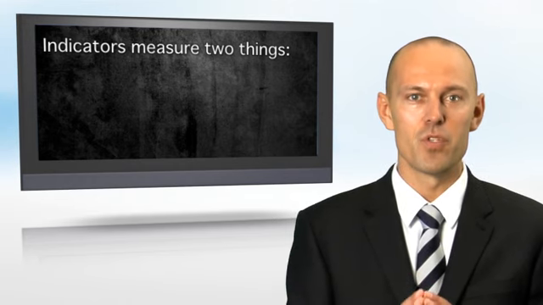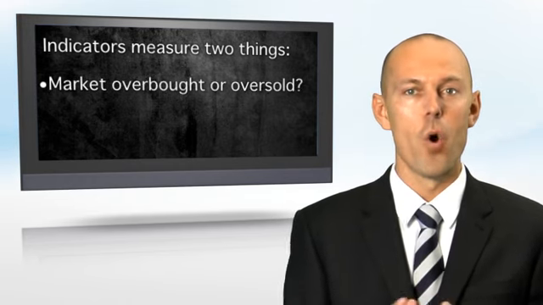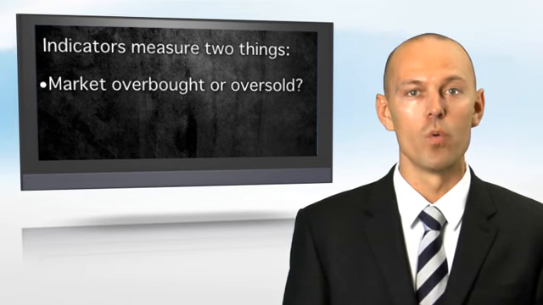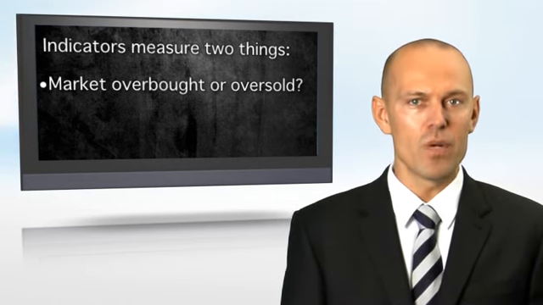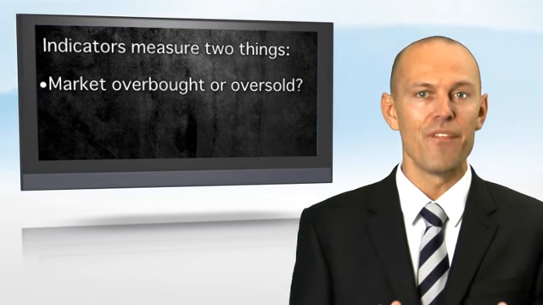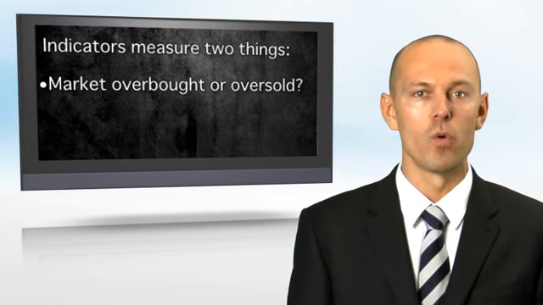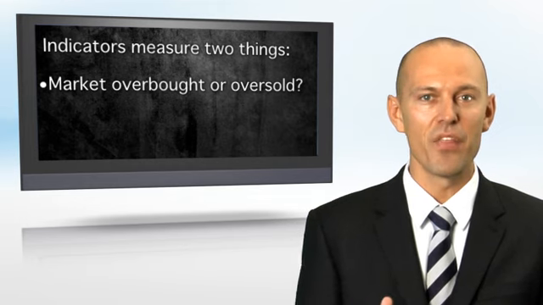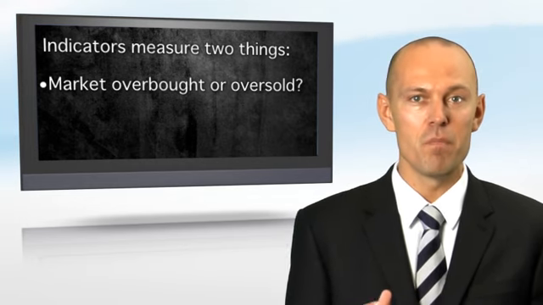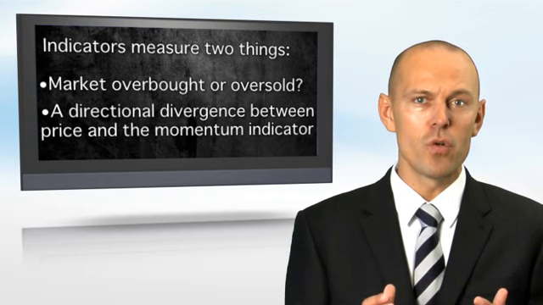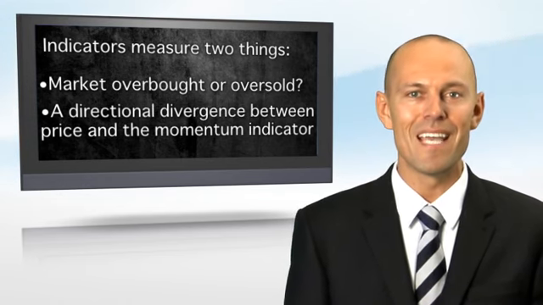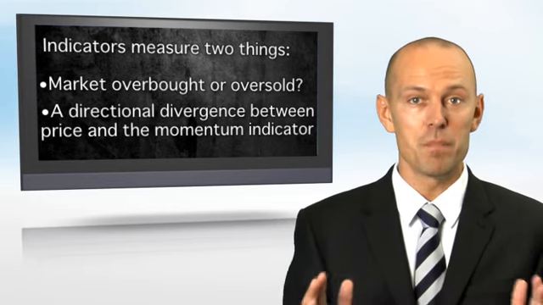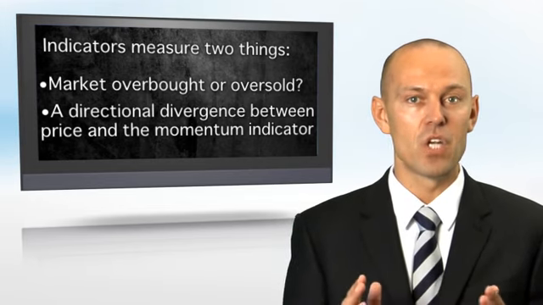The first thing they attempt to measure is whether the market is overbought or oversold. And in order to do that, they make use of bands, which theoretically indicates if the asset is overbought or oversold. The second thing that a momentum indicator attempts to measure is a directional divergence between the price itself and the momentum indicator. Now, at this point, I need to make a couple of things clear to you.